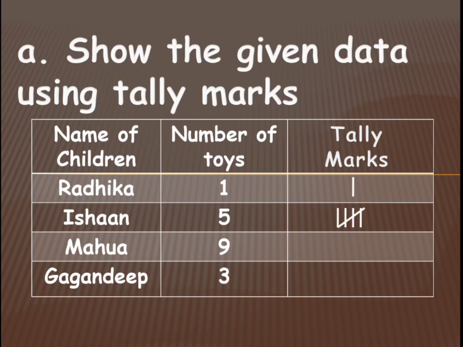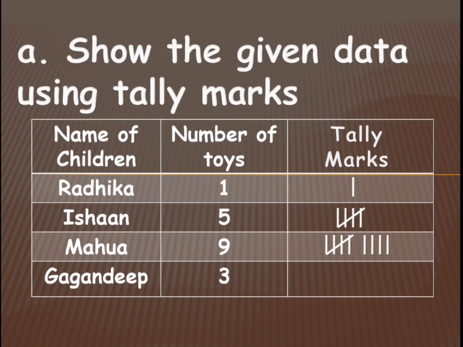Okay, next Moa has 9 toys, isn't it, children? So 1, 2, 3, 4, and the fifth line we will strike off, which represents 5. Then we have to draw 9. We have drawn already 5. Now 6, 7, 8, 9. If there are 10 toys, that means you will strike off these lines with a slanting line like this, which represents 10. Okay, children, so that's how you have to do it.